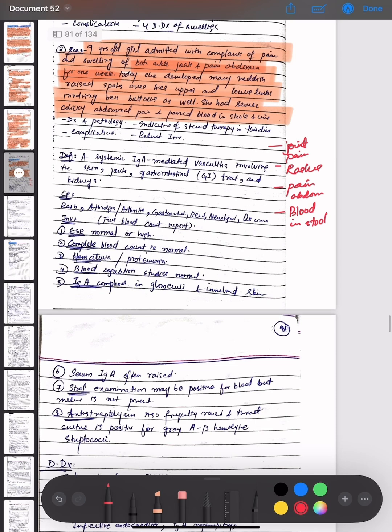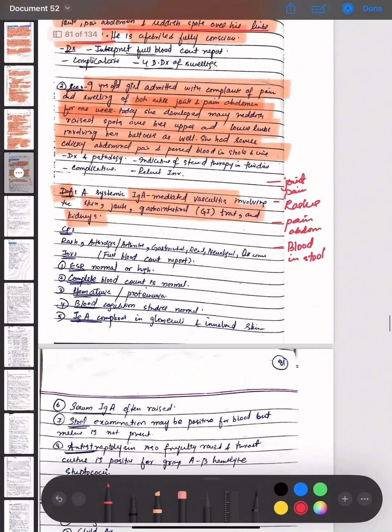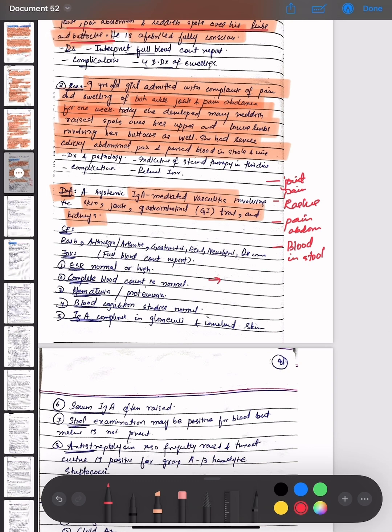Okay, so we have the definition: a systemic IgA-mediated vasculitis involving the skin, joints, gastrointestinal tract, and kidneys. All of these things are involved in this disease. The first one is skin, then it also involves the joints, then the GI tract is also affected, and then the kidneys are affected. This is an autoimmune disorder, Henoch-Schönlein Purpura.